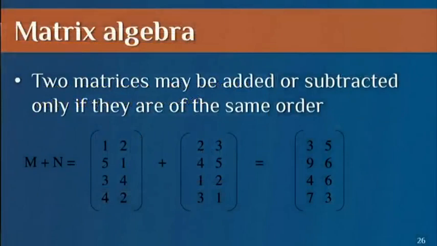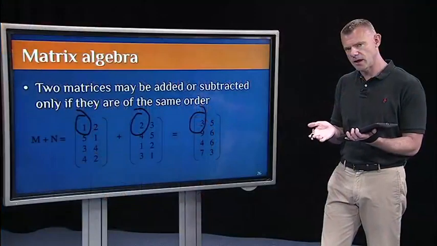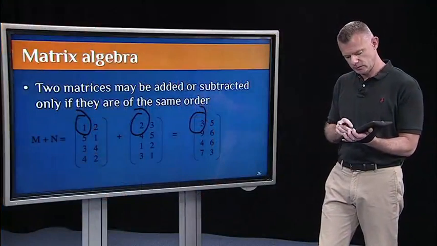And then to add them, I just take each corresponding element and add them. So I go to row 1, column 1 in matrix M, row 1, column 1 in matrix N, add those, and I get my result. And I just do that for each cell in each matrix. That's real simple.